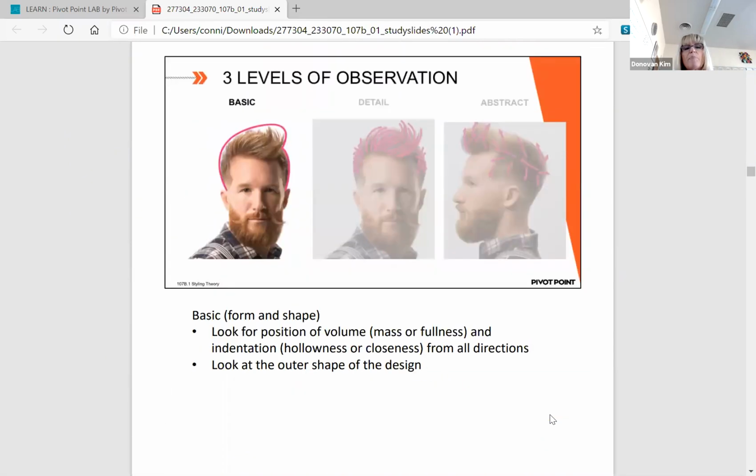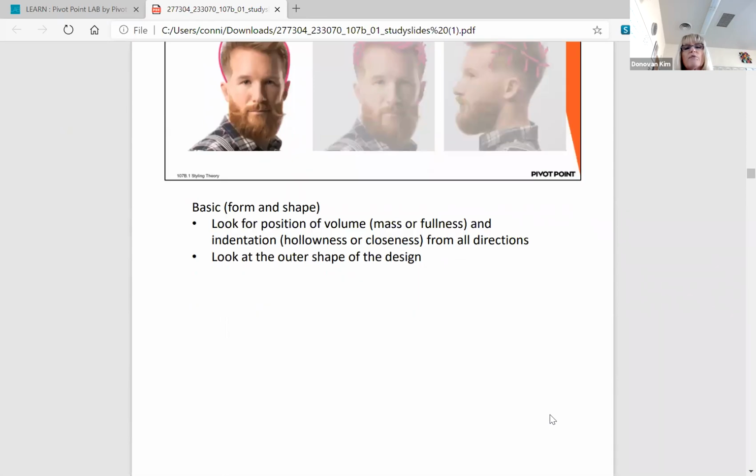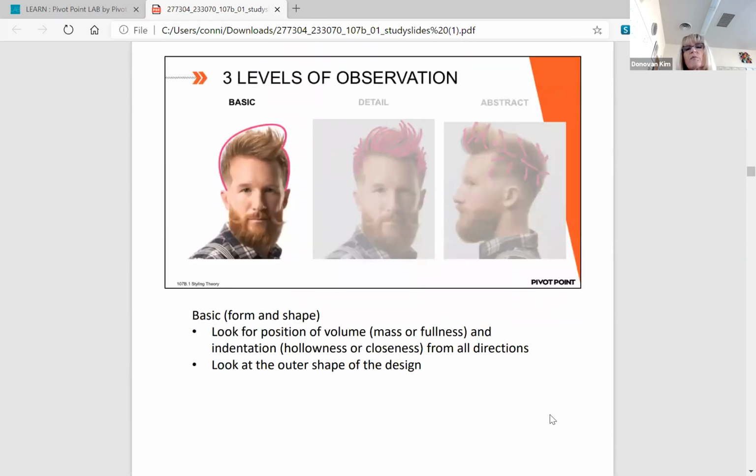So if we're looking in the basic view, we're going to look for the position of volume or mass or fullness. We're going to look for indentations or hollows or closeness from all directions. So we're going to do a 360-degree look around that head.